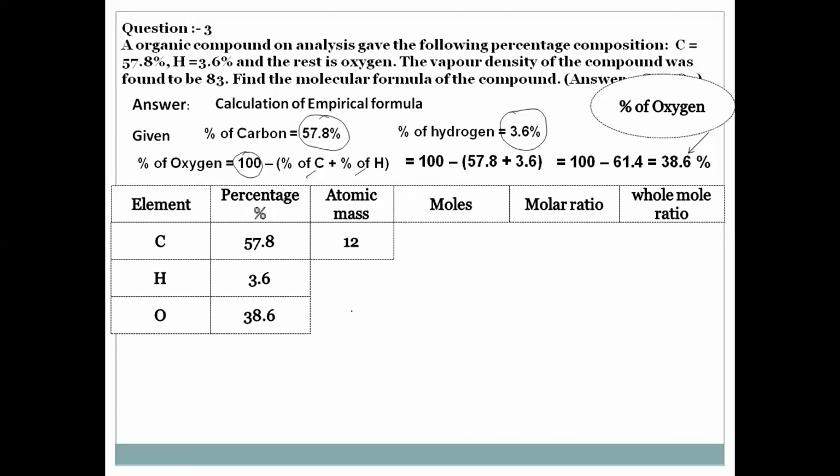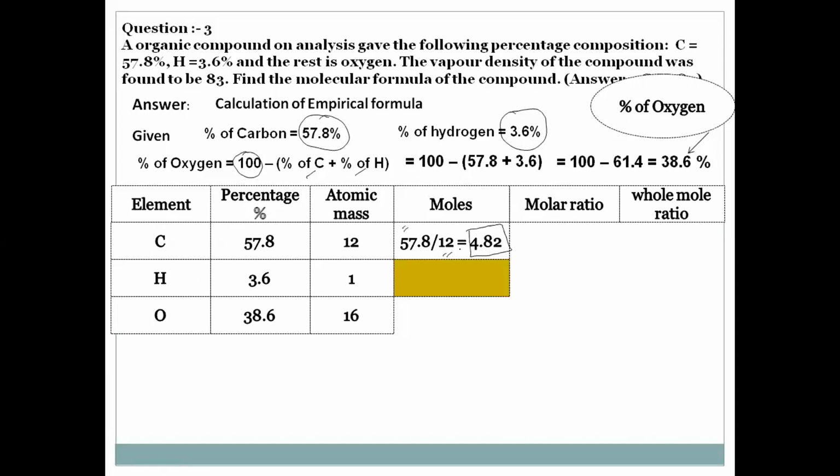Atomic mass of carbon is 12. Atomic mass of hydrogen is 1. Atomic mass of oxygen is 16. The moles of carbon will be equal to percentage of carbon divided by atomic weight of carbon. The value comes to be 4.82.